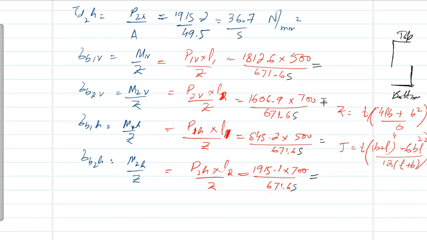So 1812.6 into 500 divided by 671.6, so it's 1349.5 divided by S. I'm not writing units, but the units are Newton per millimeter square. The space is small, so that's why I'm not writing units. But you have to write units in the exam. It's very important. 1606.9 into 700 divided by 671.6. You get 1674.9 divided by S.